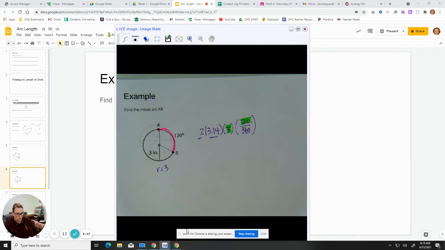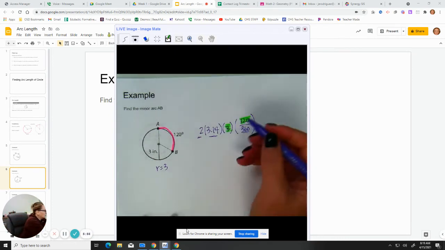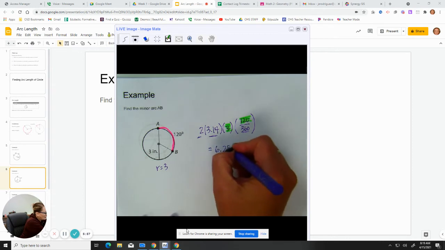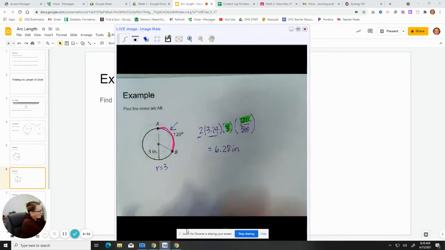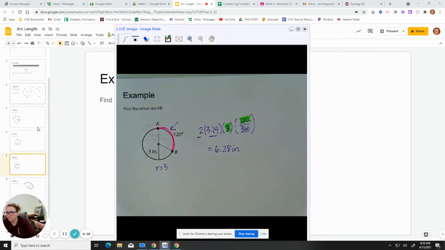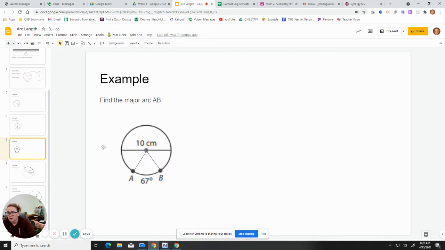2 times 3.14 times 3 times 120 over 360, and you should get 6.28 inches, which tells you that this distance right here is 6.28 inches. Okay? All right, we're going to do another one of these.